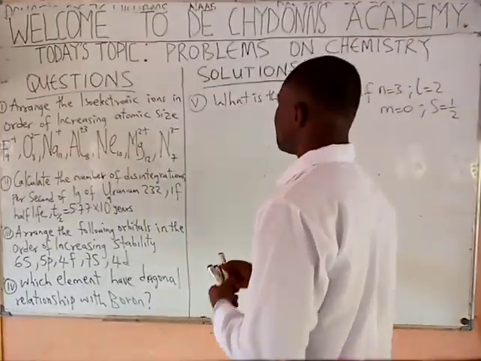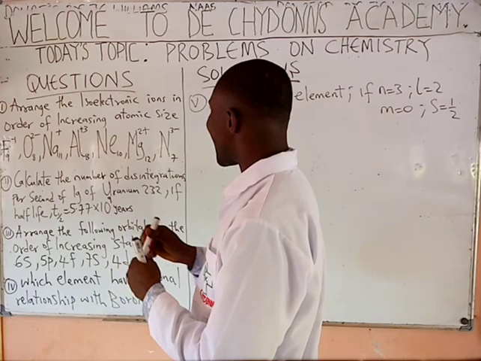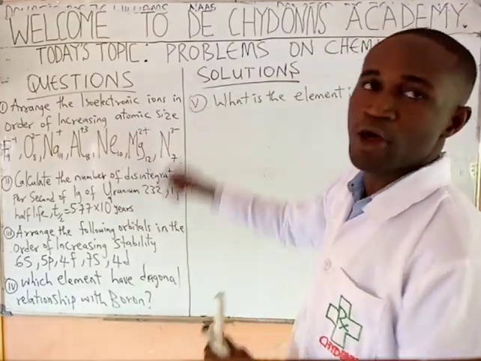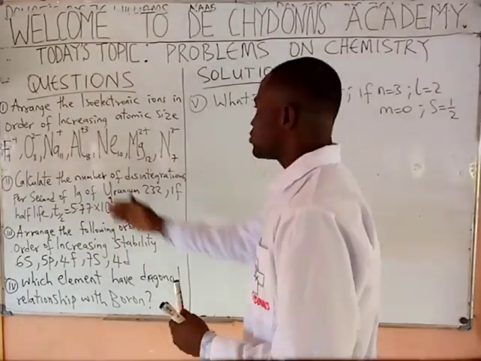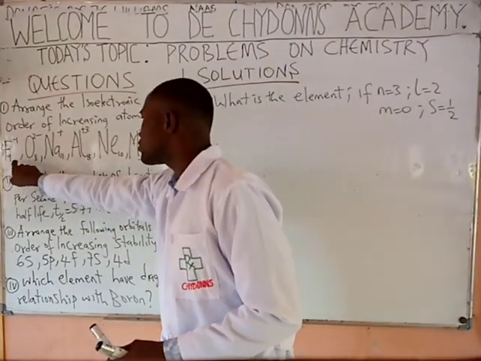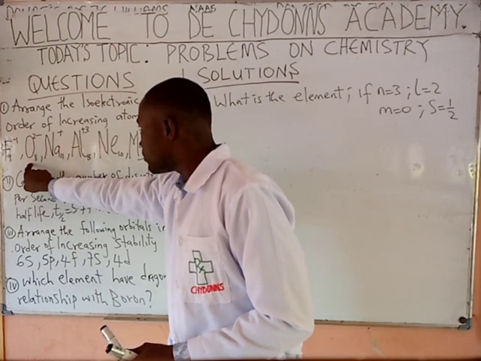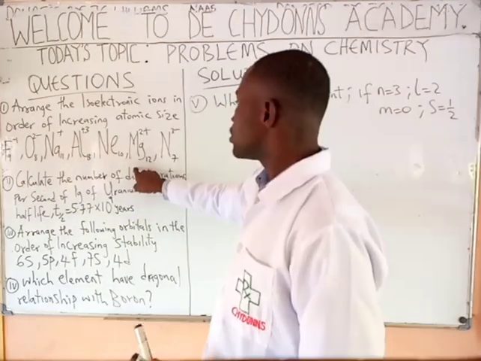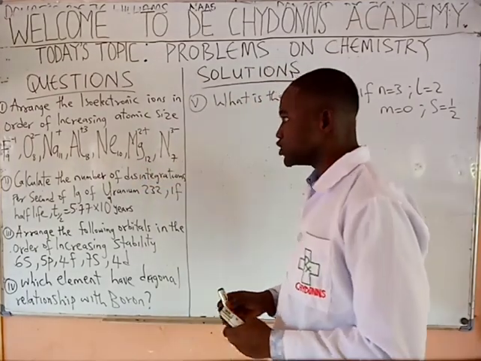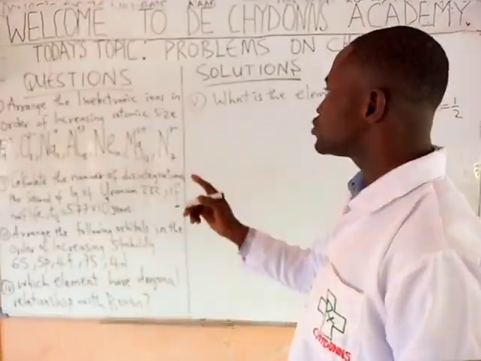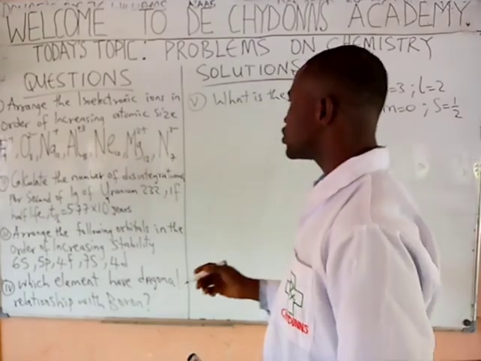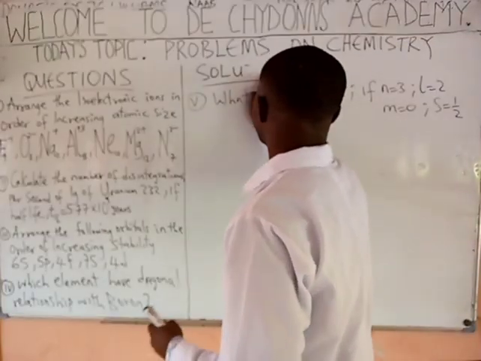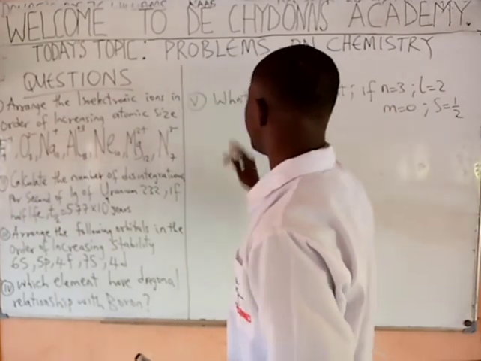Now, the first question is: arrange the isoelectronic ions in order of increasing atomic size. You can see this is fluoride ion, oxygen, sodium, aluminium, neon, magnesium, and nitrogen. Then, for you to be able to answer this question, write the neutral form of it first.